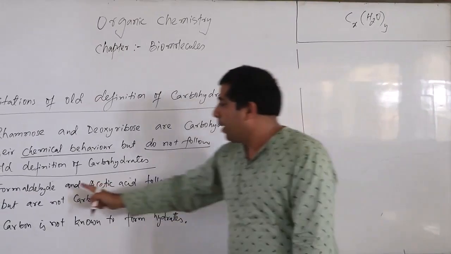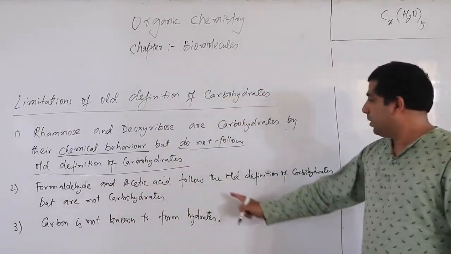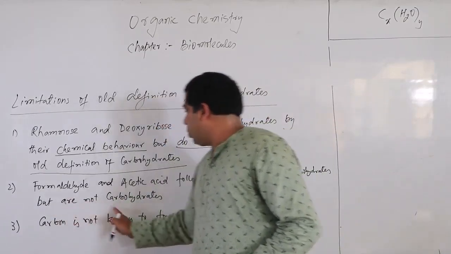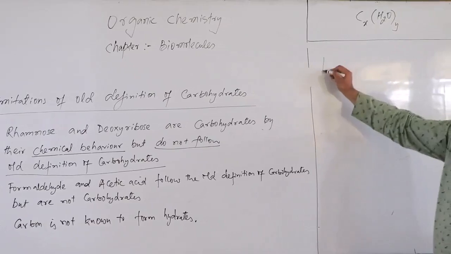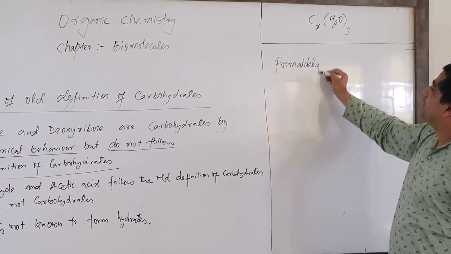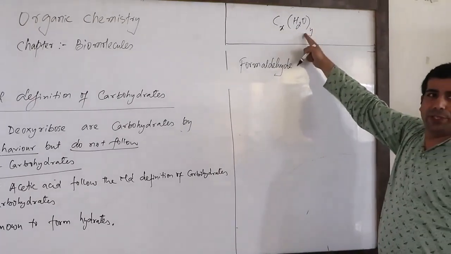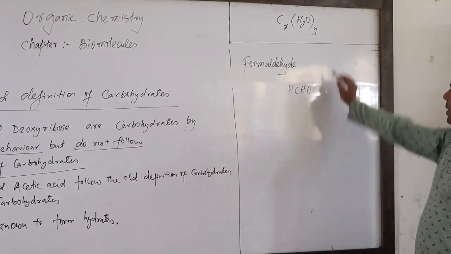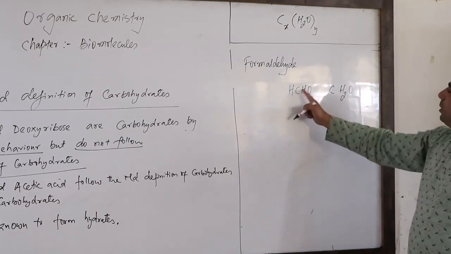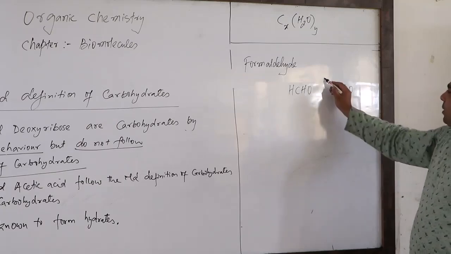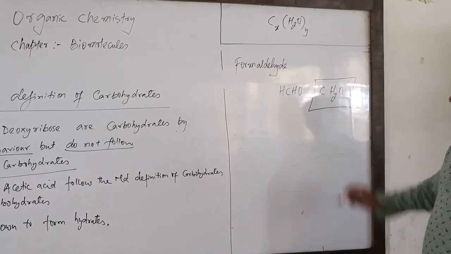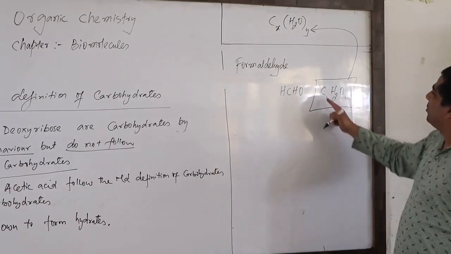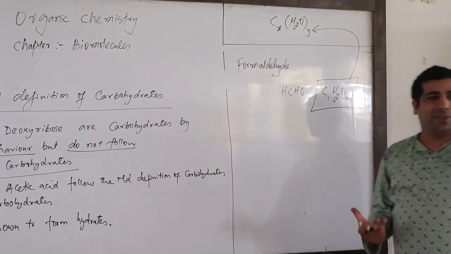Now look here, my dear friends, we have formaldehyde and acetic acid. They follow the old definition of carbohydrates, but are not carbohydrates. Let's take formaldehyde. It should fit into this general formula, the old definition I'm talking about. HCHO is formaldehyde. It can be written as CH2O, 2 hydrogens are here. Now have a look, it fits into this formula. It's exactly similar to this. Here X is 1 and Y is also 1. So it fits into the formula.